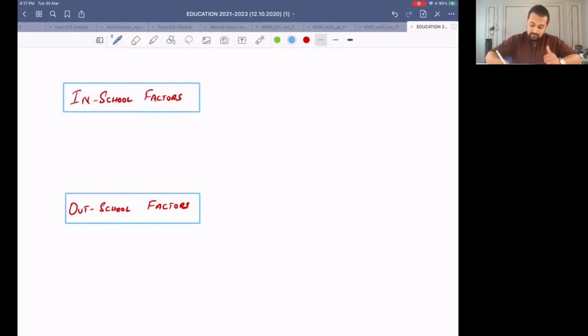Out school factors are the factors outside your school as an institution that affect the educational attainment of a pupil. We could talk about social class. Your social class is an out school factor. We could talk about your ethnicity, your gender, or your intelligence. All of these factors come under the heading of out school factors.